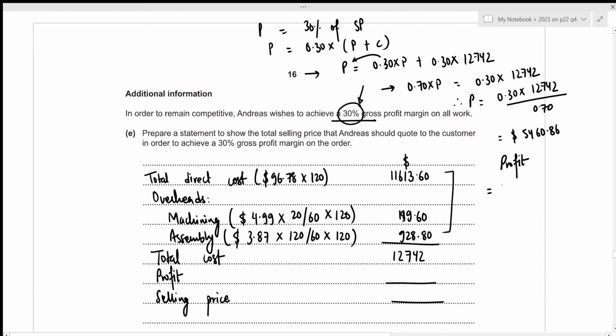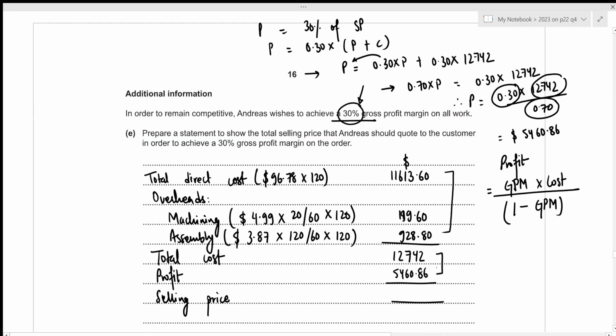Now, if you want a generalized formula, in case of gross profit margin, if you have to figure out profit, that is just going to be the gross profit margin multiplied by cost divided by 1 minus gross profit margin, which is exactly what we did in this case, because this is 30%, that's the gross profit margin, times our cost divided by 1 minus gross profit margin, which is 0.70.